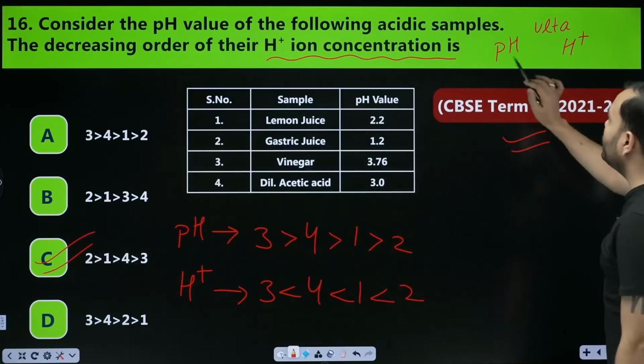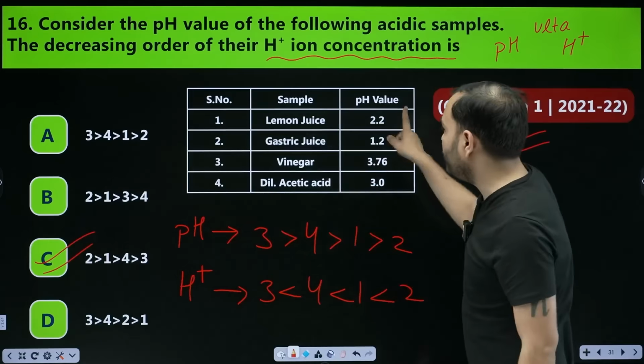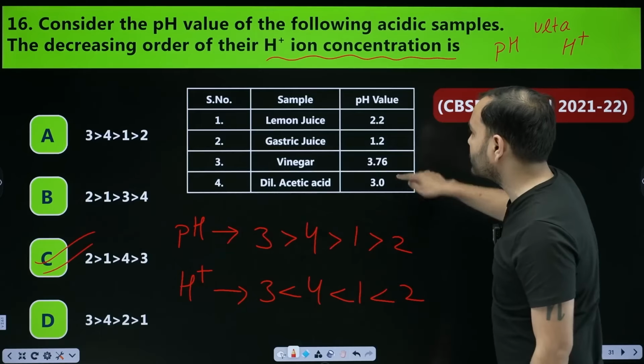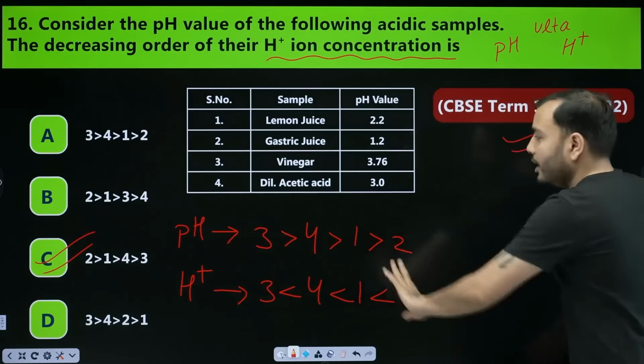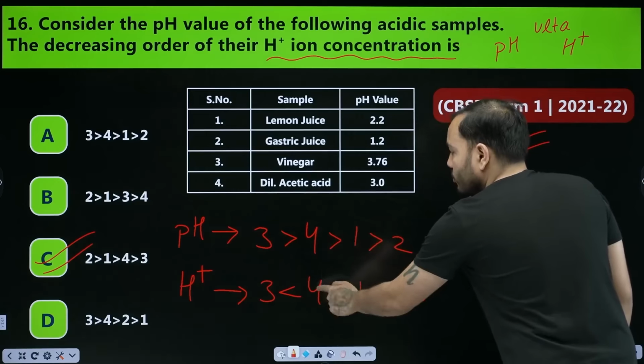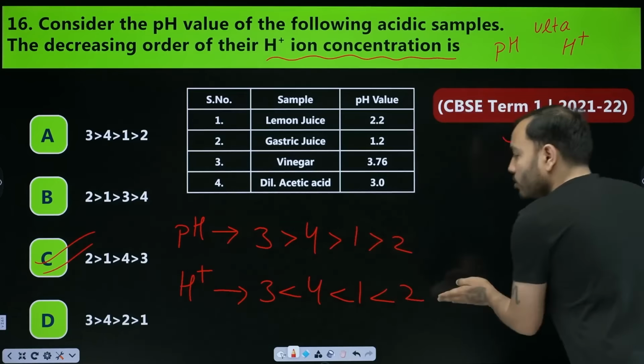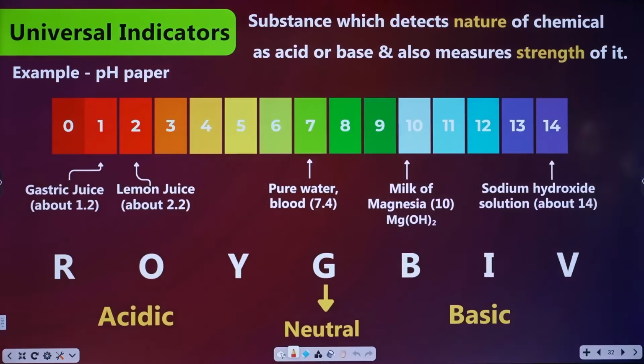Say out loud if you got it. pH and H plus are always opposite. I took the pH order, highest of this, and then this, then this, and this: 3, 4, 1, 2. For H plus it is the opposite: 3 is the smallest, 4 is bigger, 1 is bigger, then 2 is the biggest. Decreasing order, so big to small. Let's go, bhai. Move ahead.